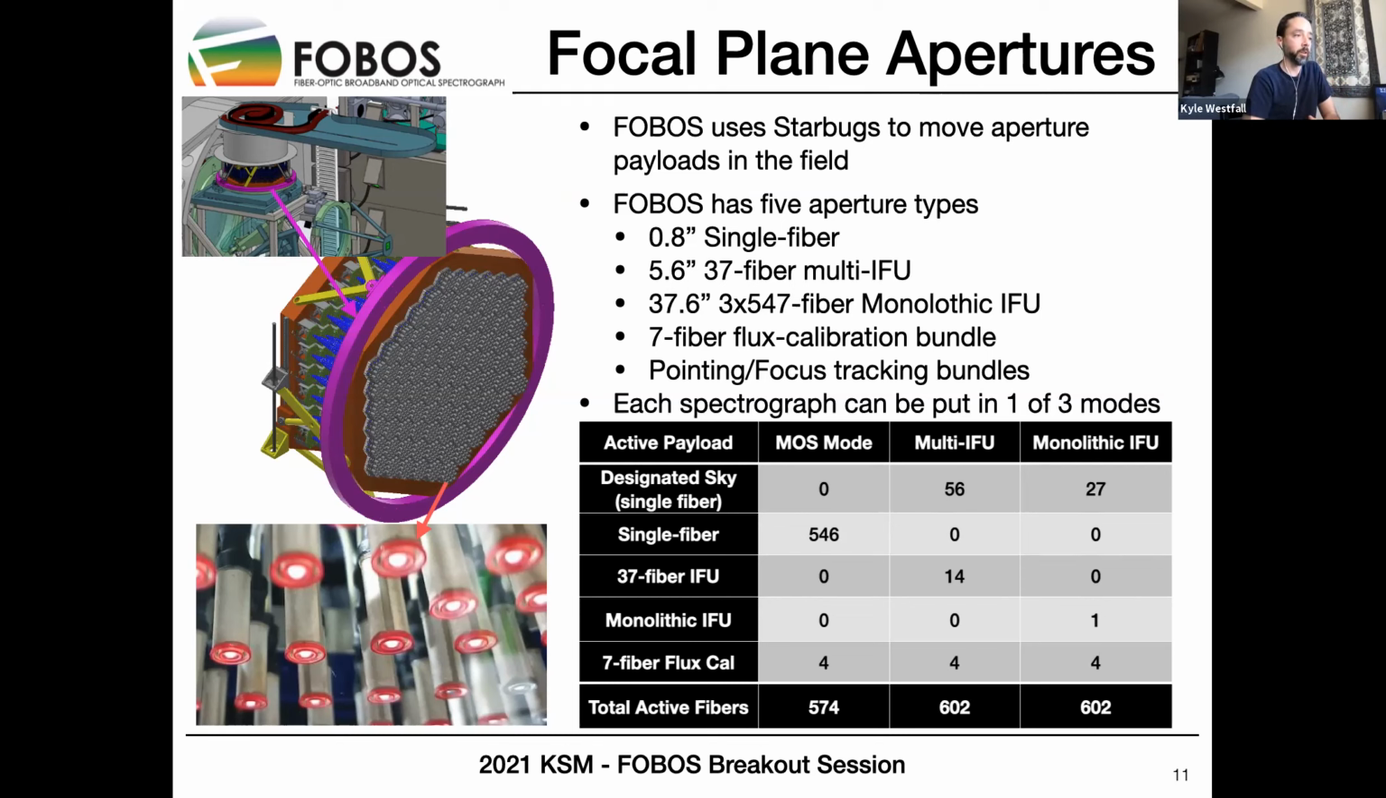And this table at the bottom right gives the number of apertures that are deployed in each of those modes. So in single fiber mode, for example, you'd have 546 single apertures that are deployed within the field for an individual spectrograph. And then you would multiply that by 3 for all 3 spectrographs. And then the bottom number there gives the total number of quote unquote active fibers in each mode. Those are the number of fibers that are then fed to the pseudo slit for that given spectrograph.